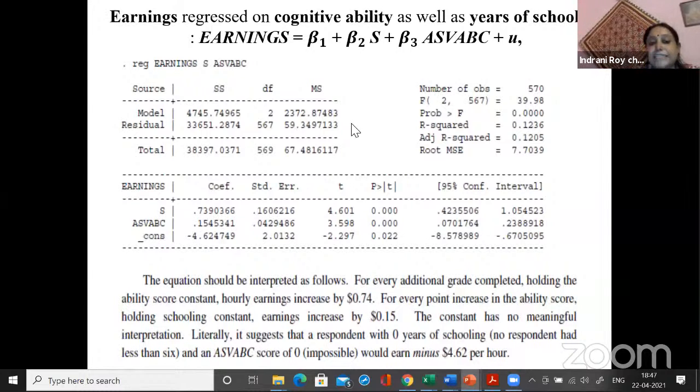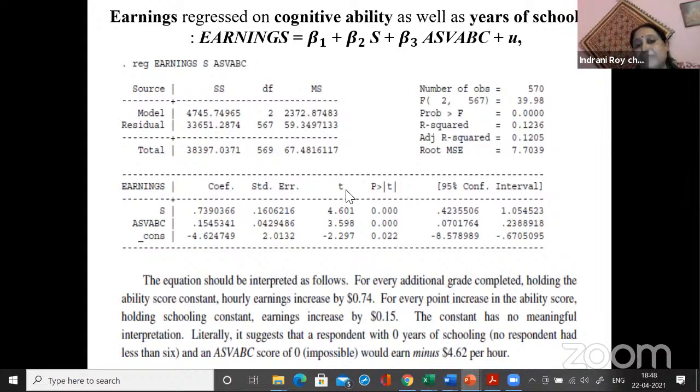Okay, and these two coefficients are basically, the first one is for the years of schooling and the second one is for the cognitive ability or the test scores, which were given in the last examinations which appeared. And then you have the third column, the standard error. The corresponding standard error of years of schooling is this one, the standard error of the test score is this one, and for the constant term is this one.